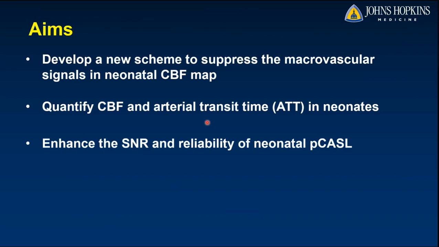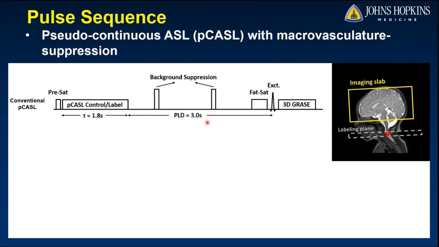We have proposed 2 macrovascular suppression schemes and compared them with a conventional 3D GRASE pCASL sequence, as shown in this diagram. Some excellent speakers already explained the basic principle of ASL very well yesterday. So here, very briefly, we label the blood that passes through the labeling plane in the neck and trace it after it has entered the tissue compartment. But this is really ideal.